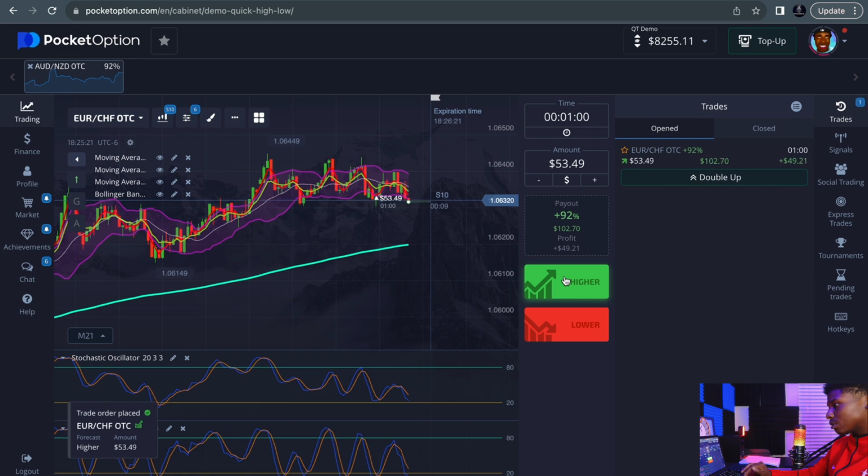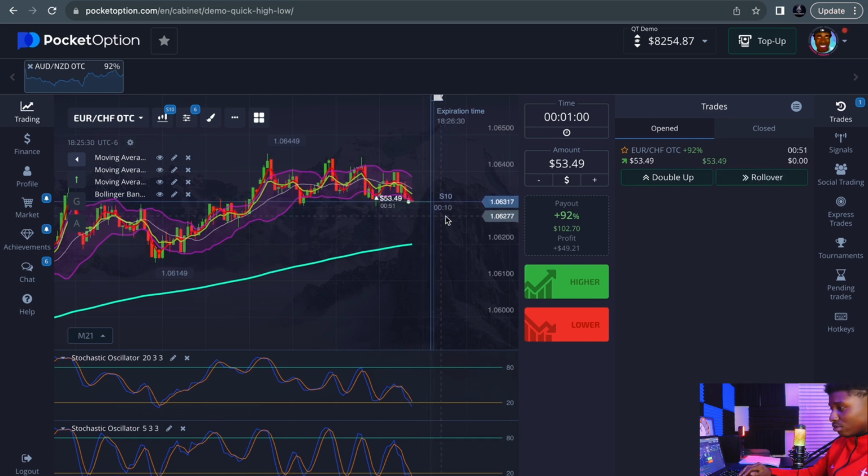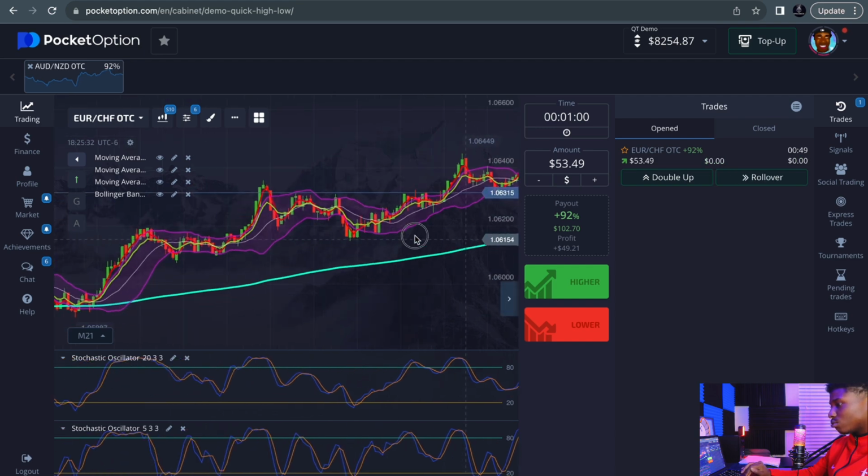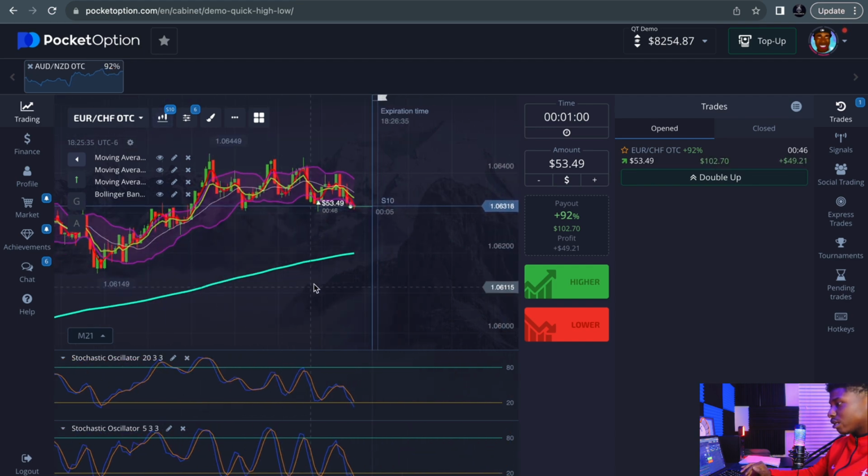So let's get it at the lowest point and let's see if we can get this trade to go in the upwards direction. Now if it does continue to pull down, guys, we're still going to get it in the upwards direction because we are on an overall uptrend, even on the 10 seconds.